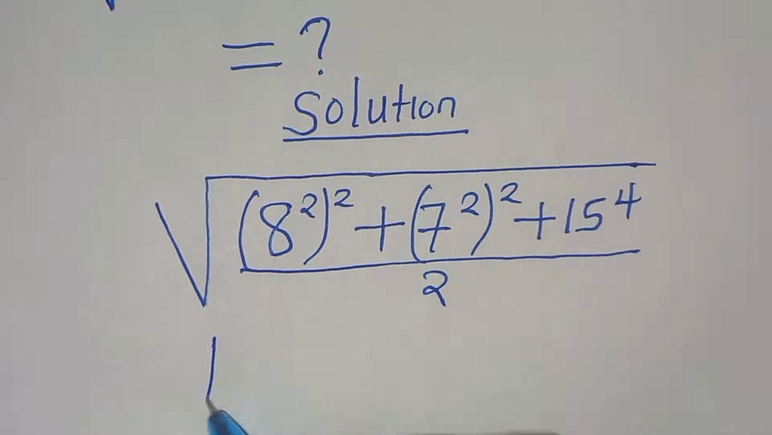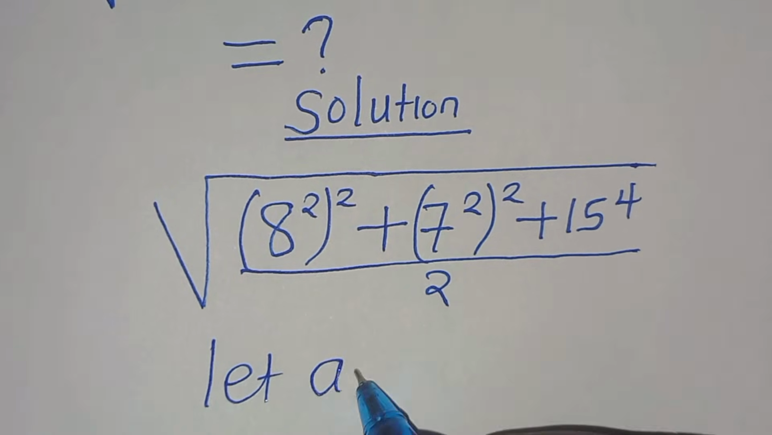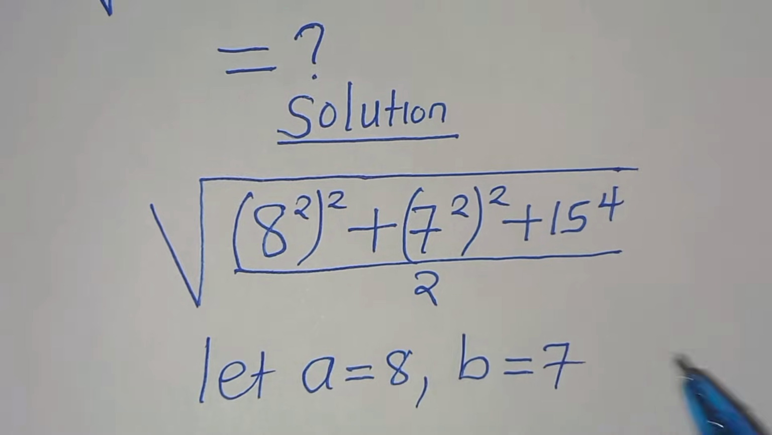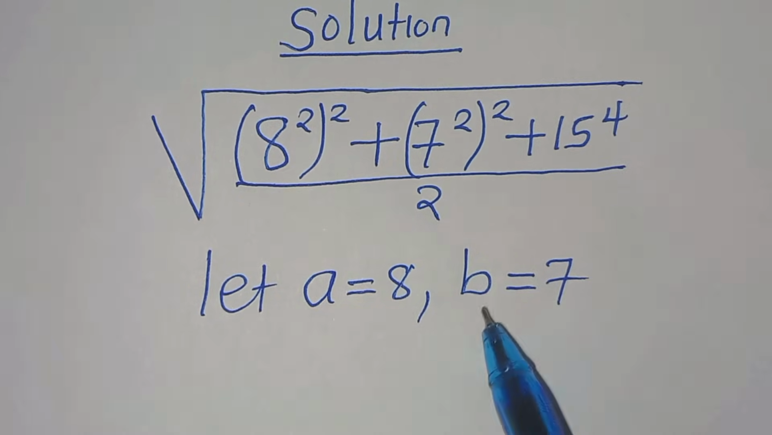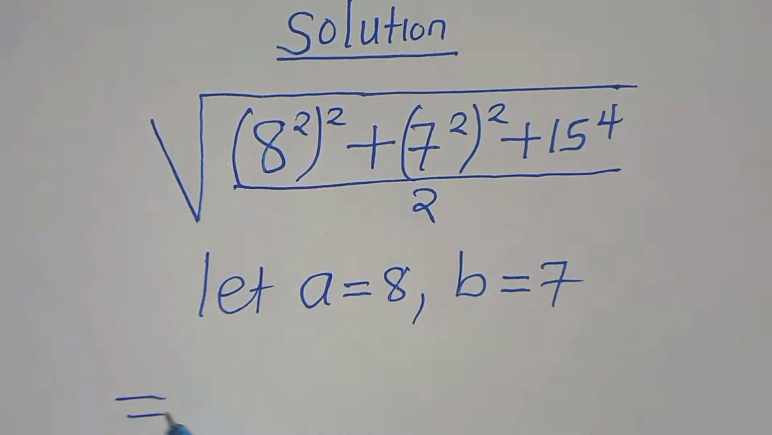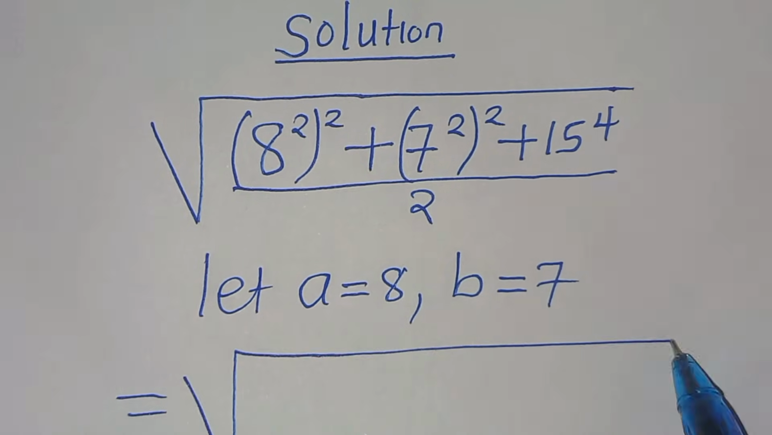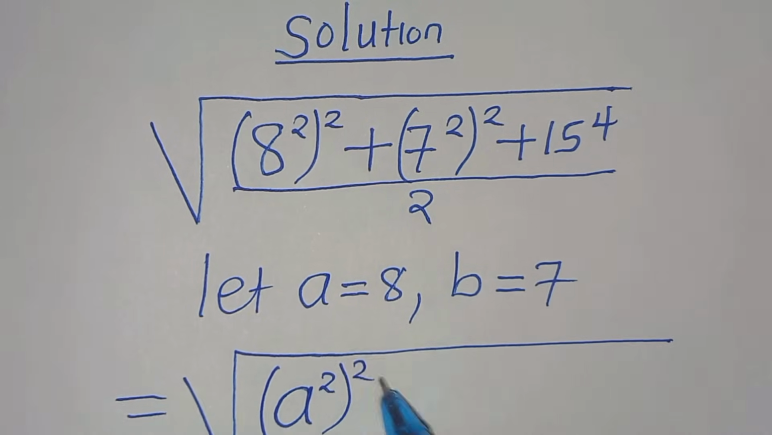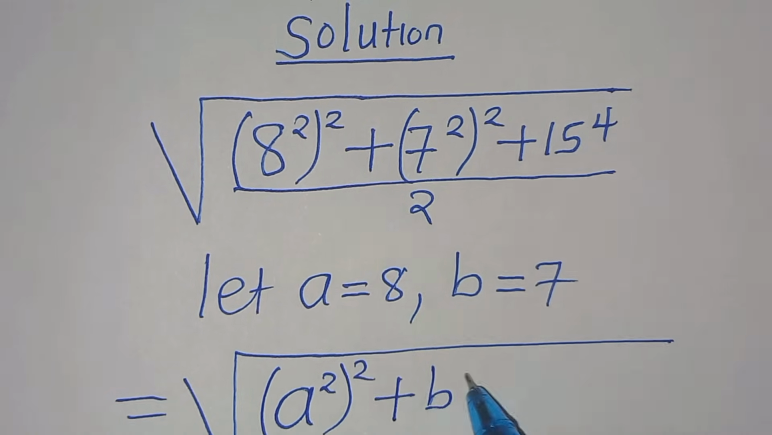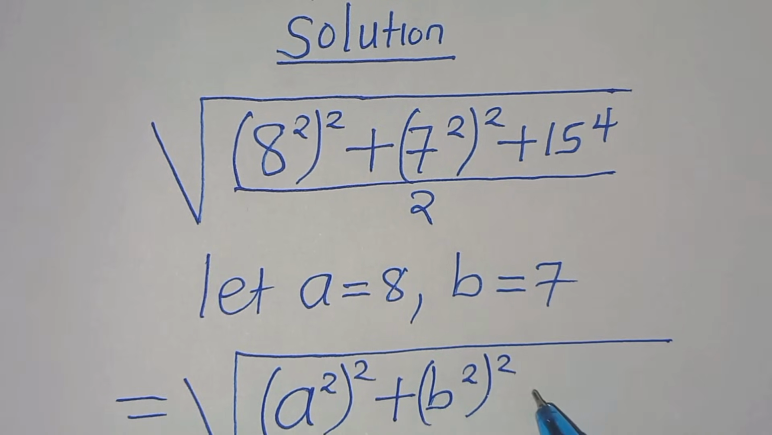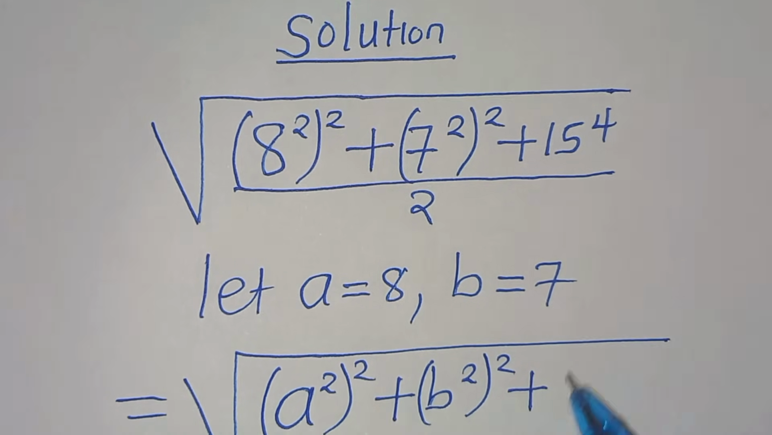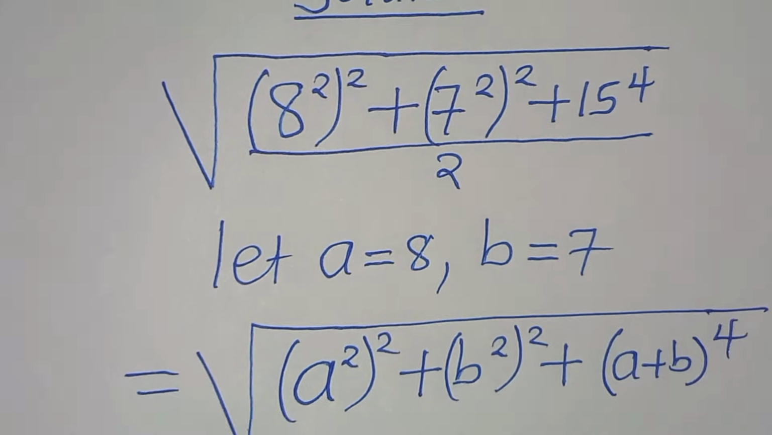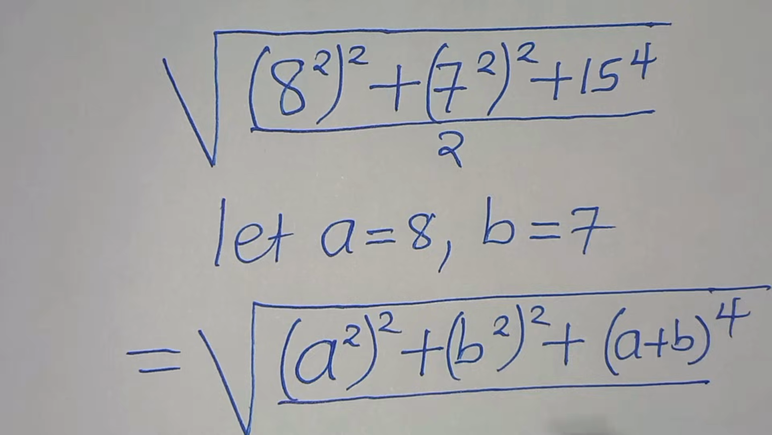The next step is that we can let a be equal to 8, and we can let b be equal to 7. Let's substitute a and b into this equation so that we have the square root of a squared raised to the power of 2, then plus b squared raised to the power of 2, then plus 15, which is the same thing as a plus b raised to the power of 4. Then everything here divided by 2.